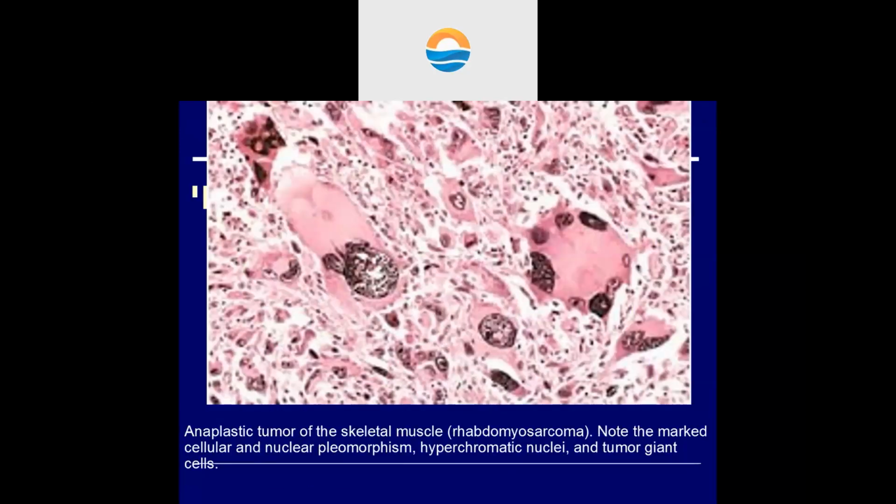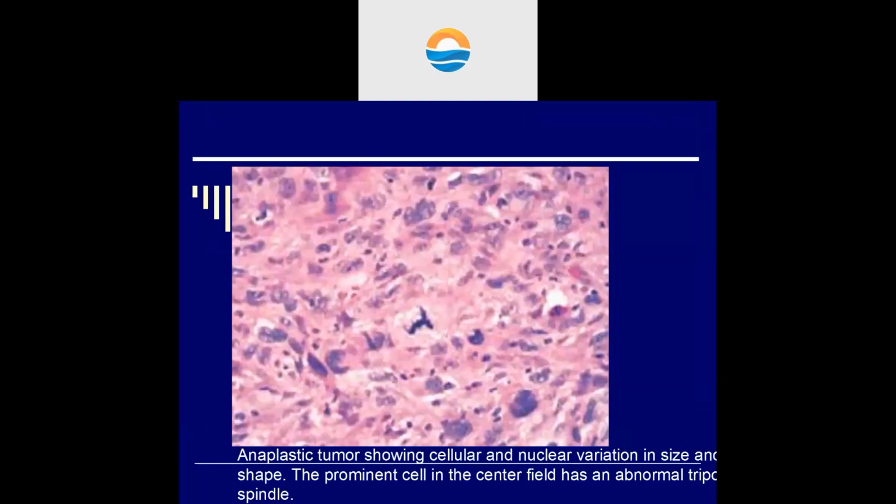Anaplastic tumor of the skeletal muscle, rhabdomyosarcoma. Note the marked cellular nuclear pleomorphism, hyperchromatic nuclei, and tumor giant cells. Anaplastic tumor showing cellular nuclear variation in size and shape. You see the prominent cell in the center field with abnormal mitosis here. Look, this is pathological or abnormal mitosis.